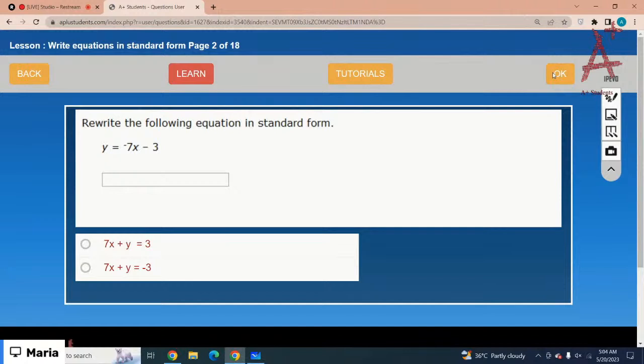Okay, the next one is y equals negative 7x plus 3. So which is the correct option? Move negative 7x to the other side, so it would be 7x plus y equals negative 3. Got it? It would be 7x plus y equals negative 3.